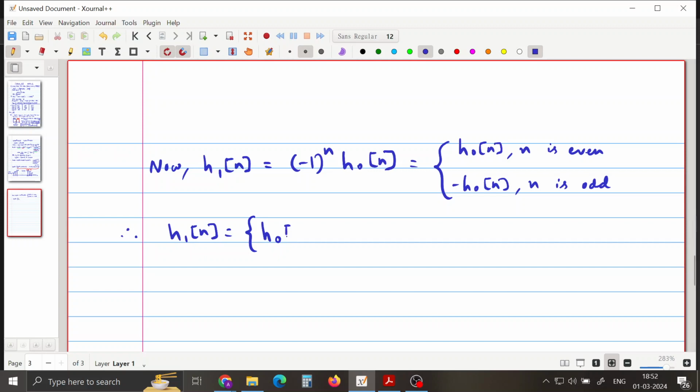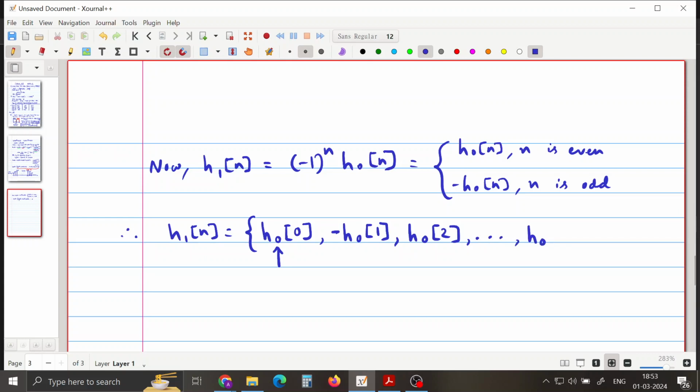So the first one for h naught of n was h naught of 0. That's an even index. That's why it remains the same. And similarly, the next term was h naught of 1. But since this is an odd index, we will have this minus sign coming here because of this minus 1 to the power n term. And similarly for the next index, n equals 2, again it's an even index, so therefore no flipping of sign, and we can continue.